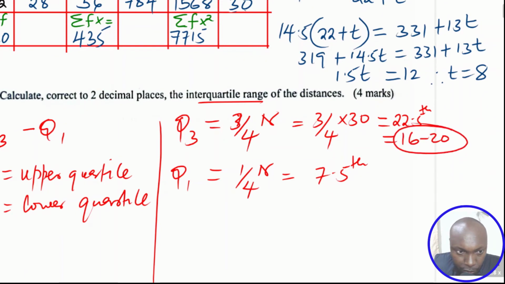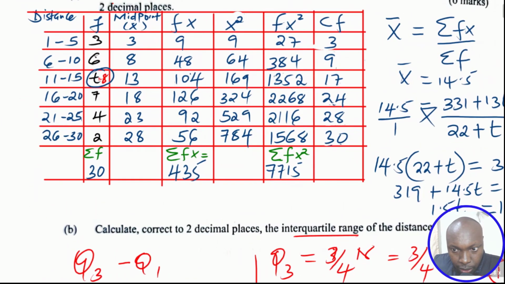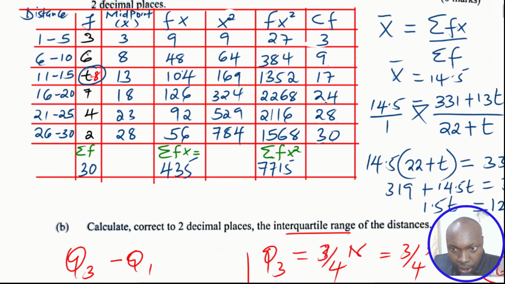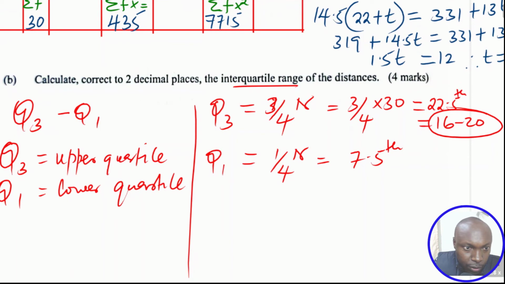Then what about 7.5, the position for the quarter? 7.5 will be here where we have 9. It will be inside here. So that one will fall in this class, 6 to 10.